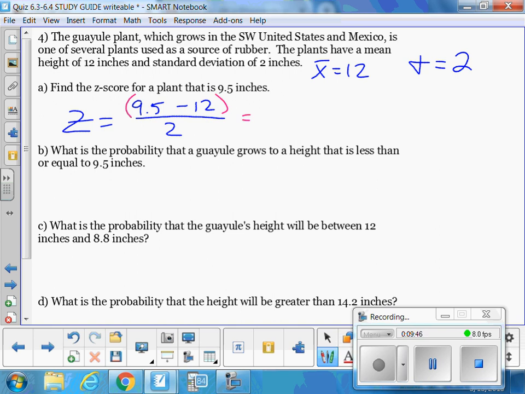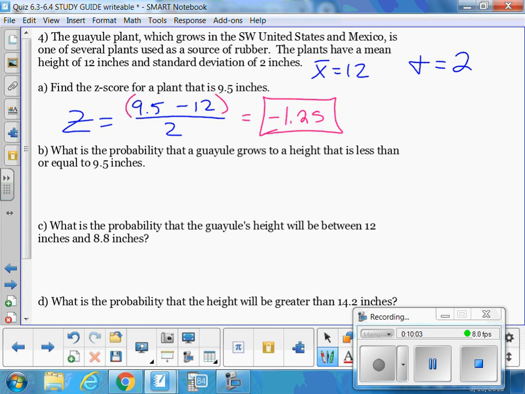So I do 9.5, subtract 12, I click enter, then I divide by 2. All right, Nathan, did you get negative 1.25? Yeah. That's what goes on your answer blank. We're not going to look at the chart right now.